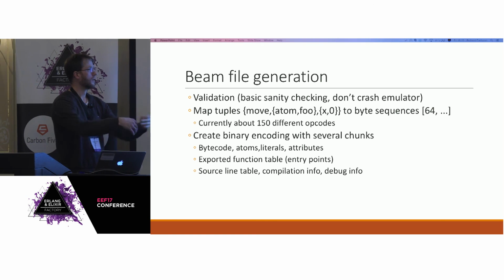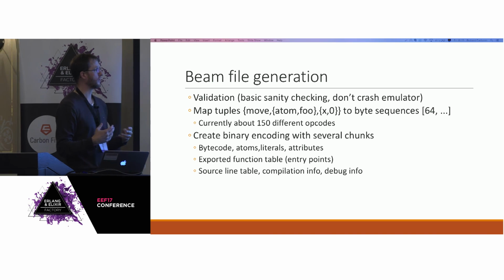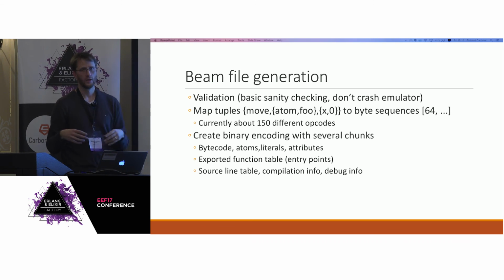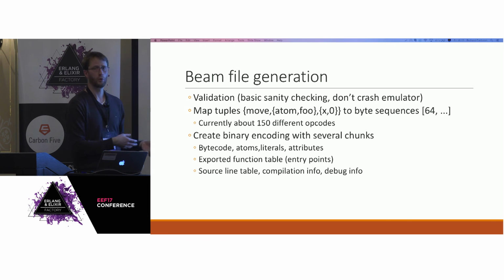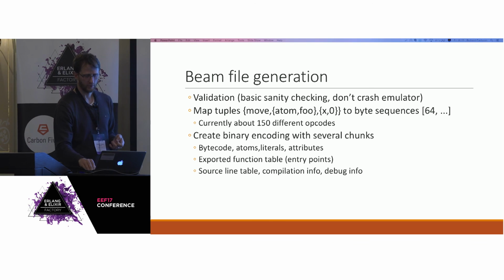And then the binary encoding is created with several different chunks. You get, of course, the bytecode itself, but also a table of all the atoms in your module, other constant literals, what attributes you had on the module, a table of all the entry points, your exported functions, the table that maps source line, object code to source lines, compilation information, debug information, and some other things.